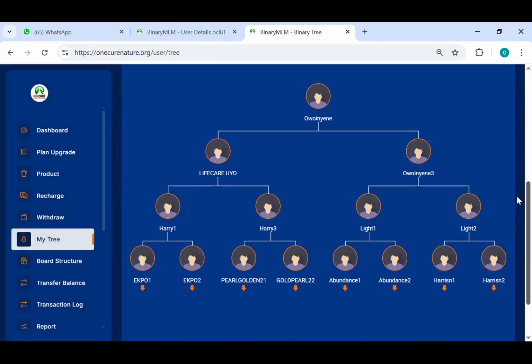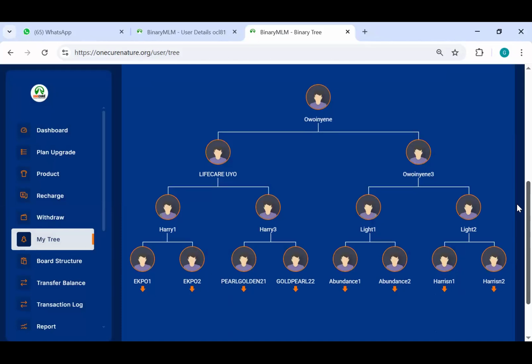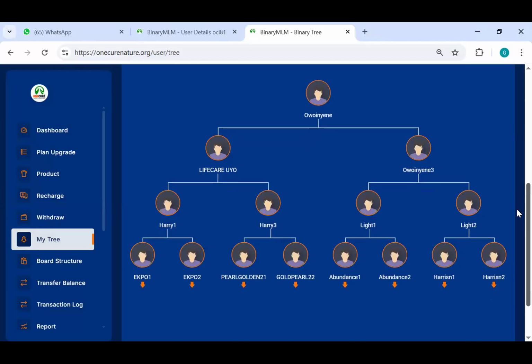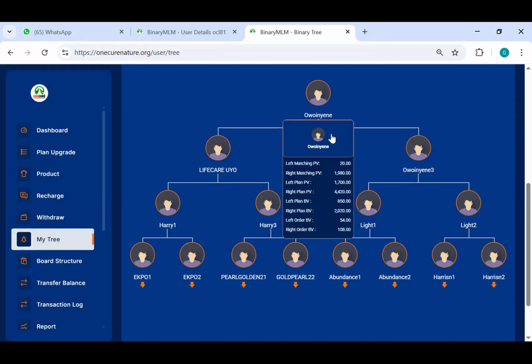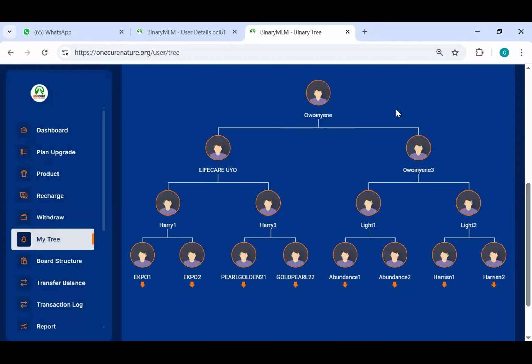Okay, gentlemen, this is the tree of this person. I'm sure you have seen the tree. The top username is called Owoyene, number 1. That's the first account up there, okay? Now look at this.